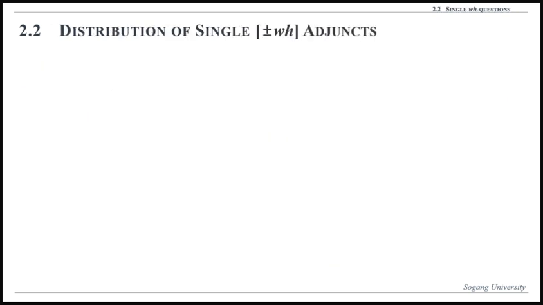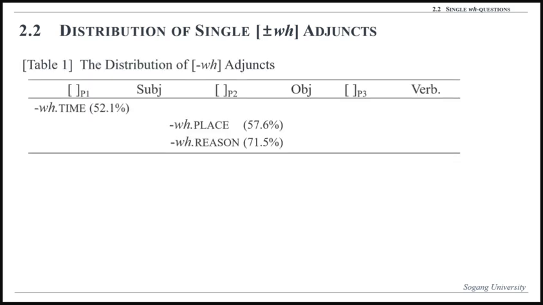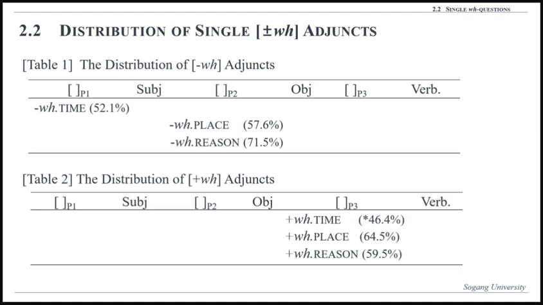Let's look at the results from the single plus and minus WH adjunct first. Table 1 shows the distribution of minus WH adjuncts in declarative sentences, depending on their meanings. For example, minus WH and time-related adjuncts preferred to be in front of the subject. If we compare this with that of plus WH adjuncts, we can see a pattern.